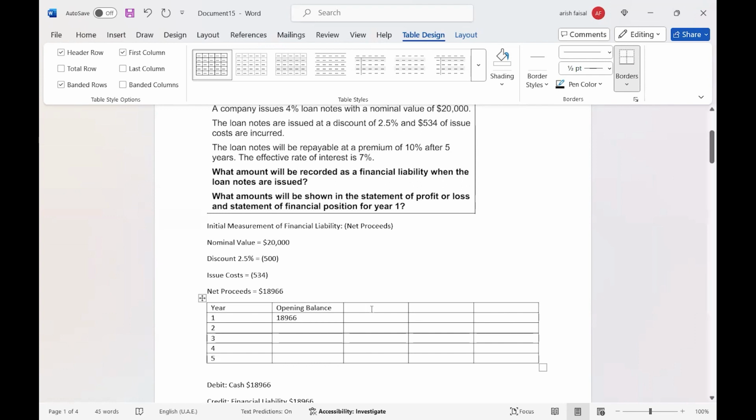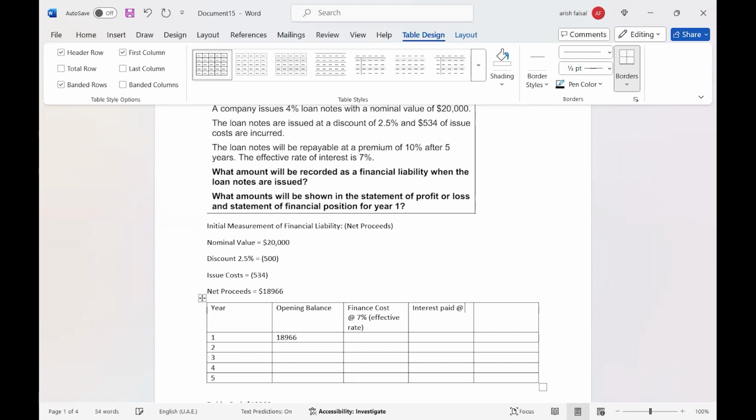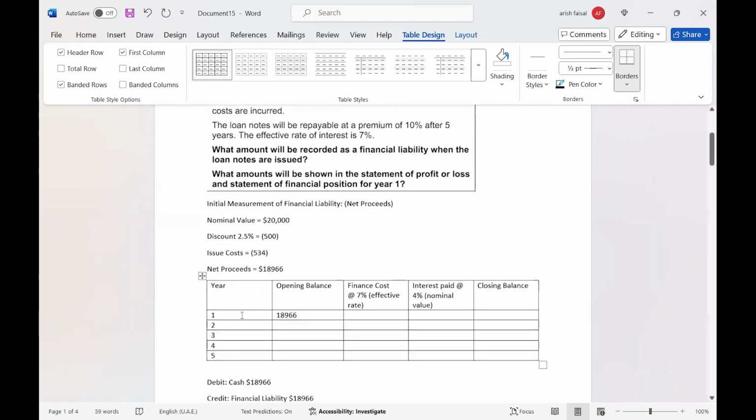So on this opening balance, there's a cost, which is the finance cost, and this has to be at the effective rate, because that's the percentage which will reflect the total cost of the loan note to the company. And then you will be paying interest paid, which is at 4%, your nominal value. And lastly, you will get the closing balance, which is going to be reported at the end of the year in the balance sheet, right?